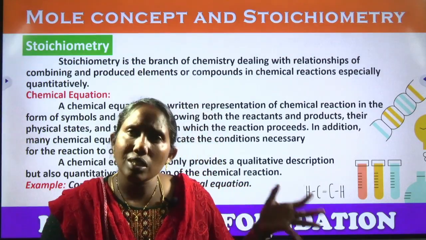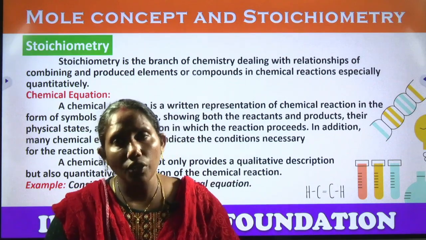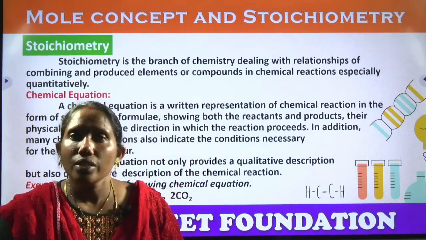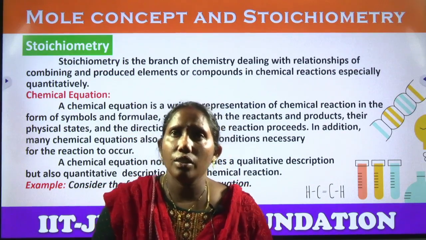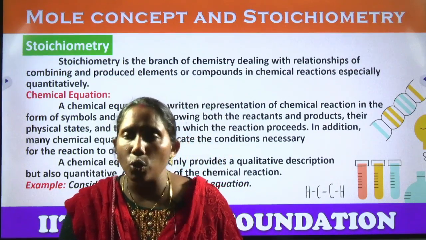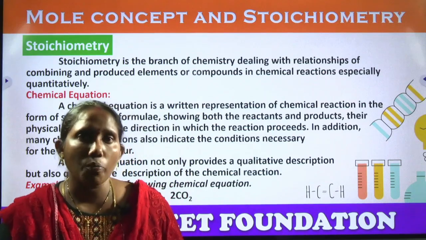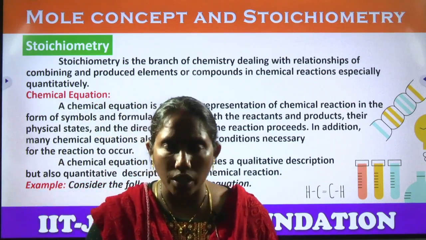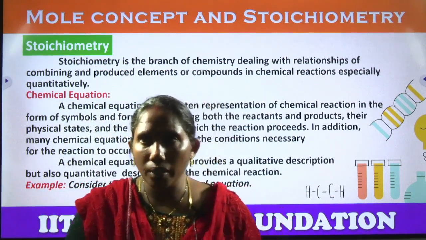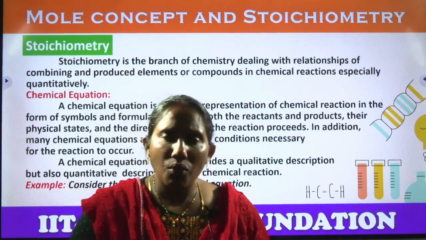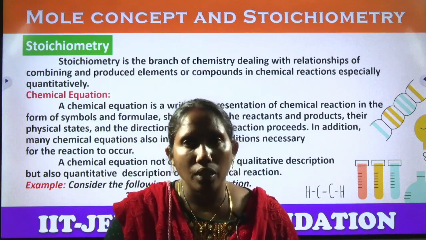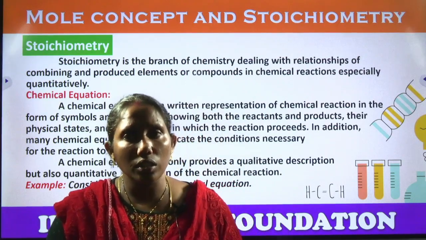Now, this is about the mole concept. Now we are officially entering into stoichiometry. What is meant by stoichiometry? Till now we have studied 1 mole of a substance, how many atoms, how many molecules, all of these we have studied. But in stoichiometry, we are going to do stoichiometric calculations. What is meant by stoichiometry? What are we going to learn in it?